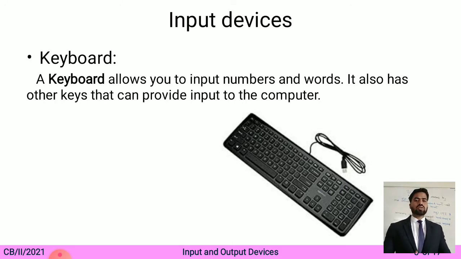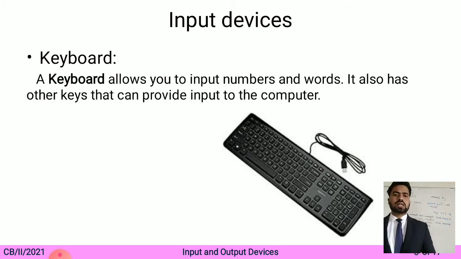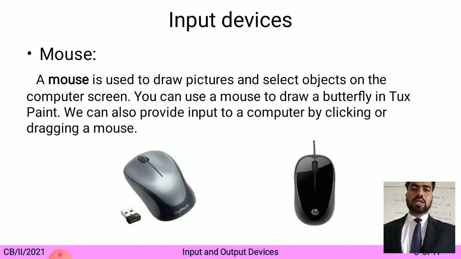The next point we are going to discuss is the keyboard. A keyboard allows us to input numbers, words, special characters, lines, whatever you want to input on your screen. It also has other keys that can provide input to the computer. Whenever you input any data from your keyboard, it is processed by the CPU and shown on the screen with the help of the monitor.